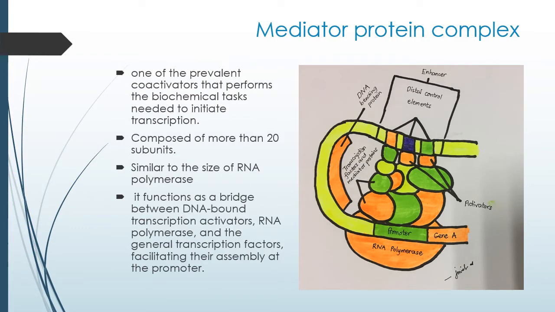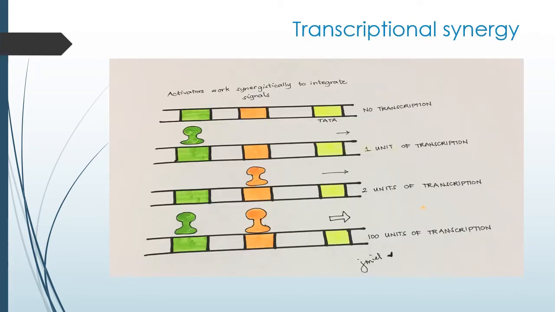What about the mediator? The mediator protein complex is one of the prevalent co-activators that performs the biochemical task needed to initiate transcription. It is composed of more than 20 subunits, similar in size to RNA polymerase. It also functions as a bridge between DNA-bound transcription activators, RNA polymerase, and the general transcription factors, facilitating their assembly at the promoter. So it is said that transcription activators work synergistically.